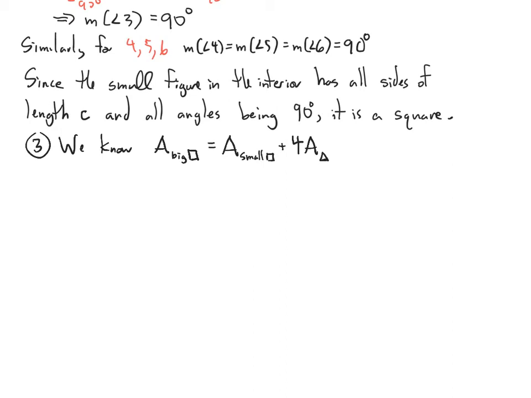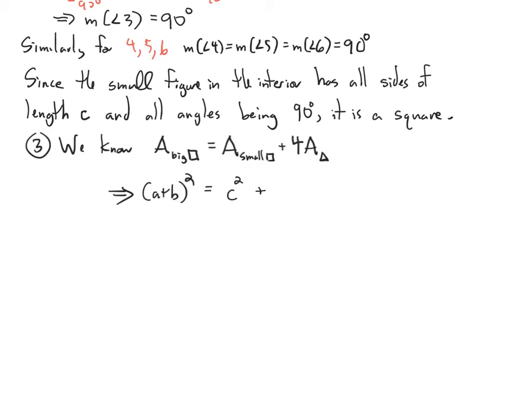So we know the formulas for all of these things. The area of a square is a side length squared. The big square had side length a plus b, so this is a plus b squared. That's the area of the big square. The area of the small square is c squared, since the side length of the small square was c.